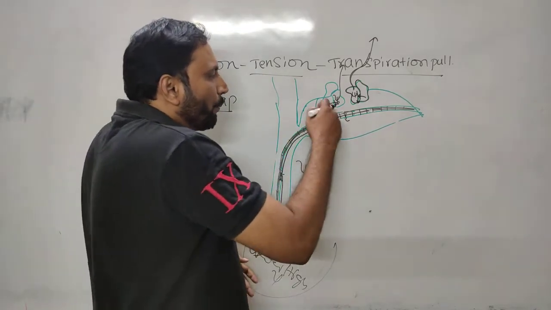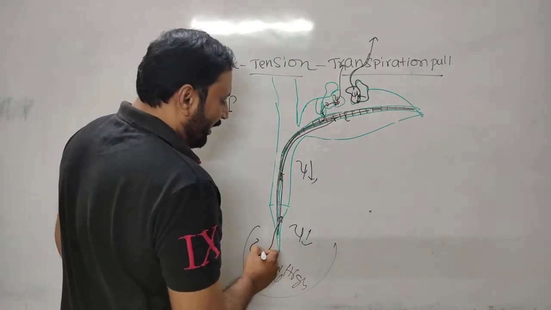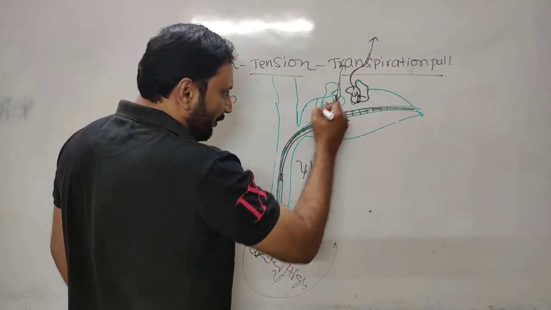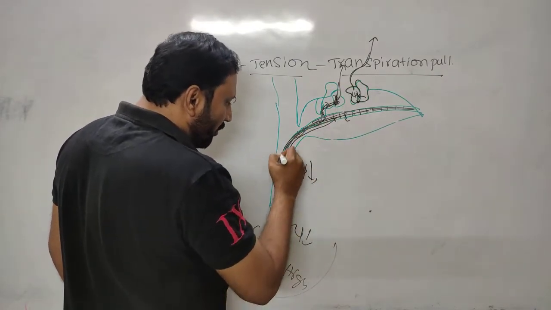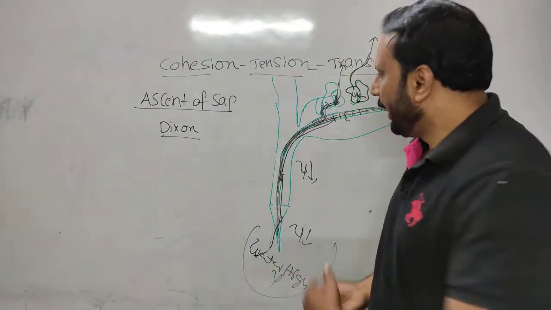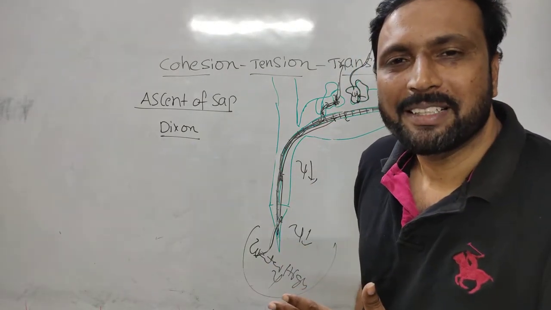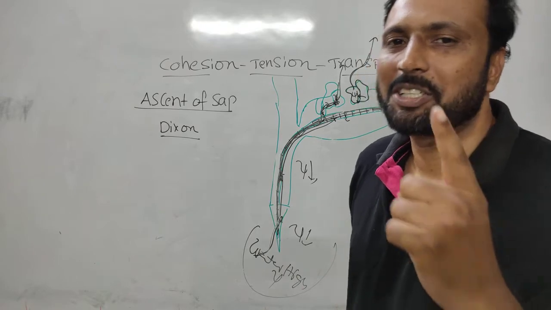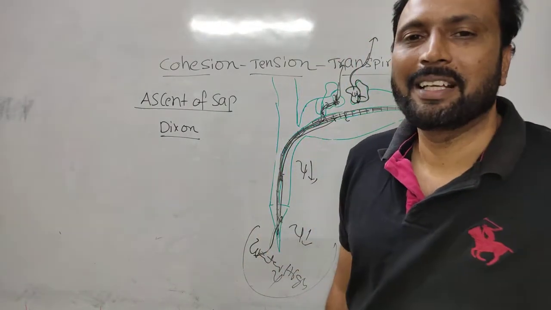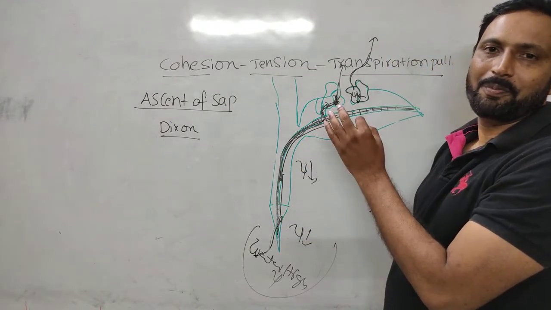Due to the water potential difference, a continuous column is established. A pull is developed. That pull is due to transpiration. That pull is called transpiration pull. There is a negative hydrostatic pressure. It is not a pressure, it is a pull, called transpiration pull.